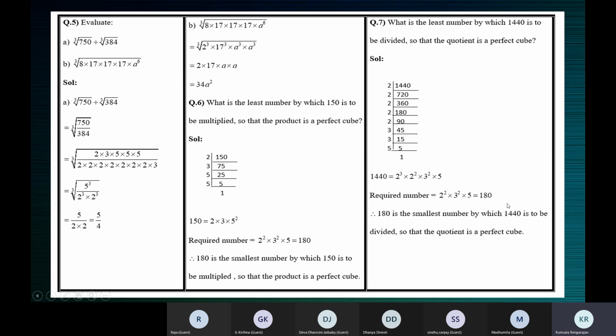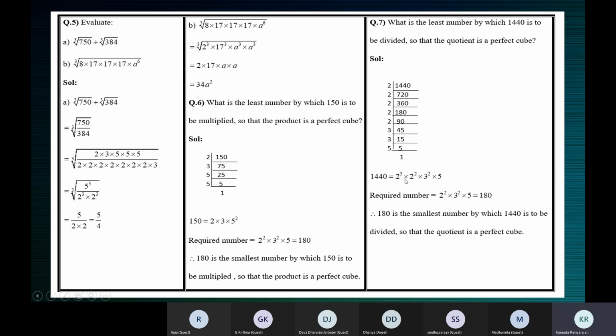180 is the smallest number by which the given number 1440 is to be divided. On division, what will you get? You will get a number called the quotient. When you divide this by this, the resulting number is called the quotient, so that the quotient is a perfect cube.